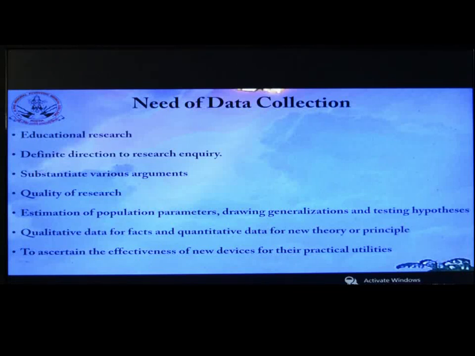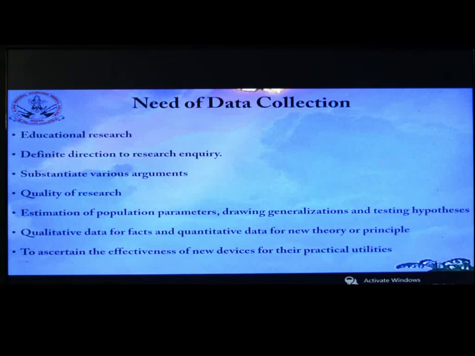We know that data are the bone of research. It means without data, research cannot be founded, or we cannot present research. So we need data collection. You can see various points we have highlighted on why we need data collection. First of all, this is an essential part of educational research to provide a solid foundation for it. That's why we need it.